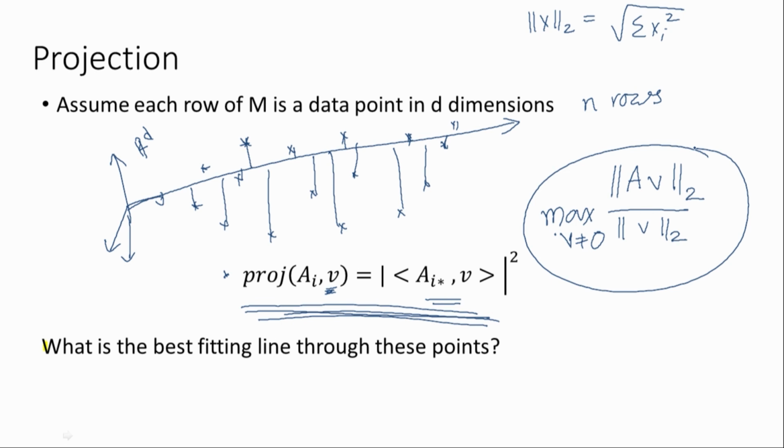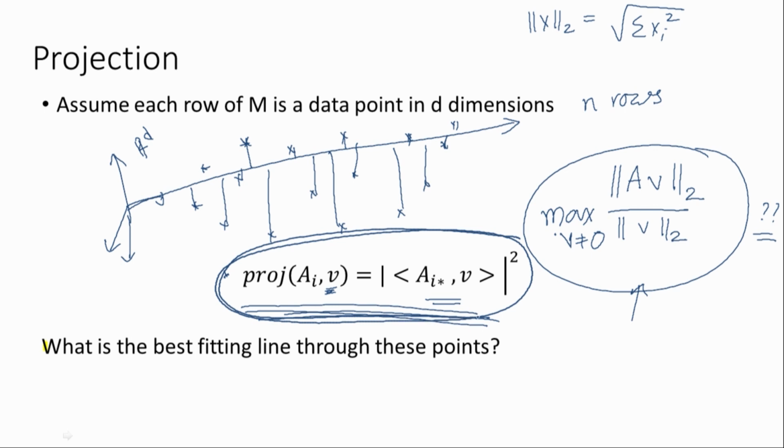And I want to find what this V is. Suppose this is the question we're asking. What is an interpretation of this? If I'm able to maximize this particular thing, what do I get in concrete English terms? I get the best line that's going through my set of points.